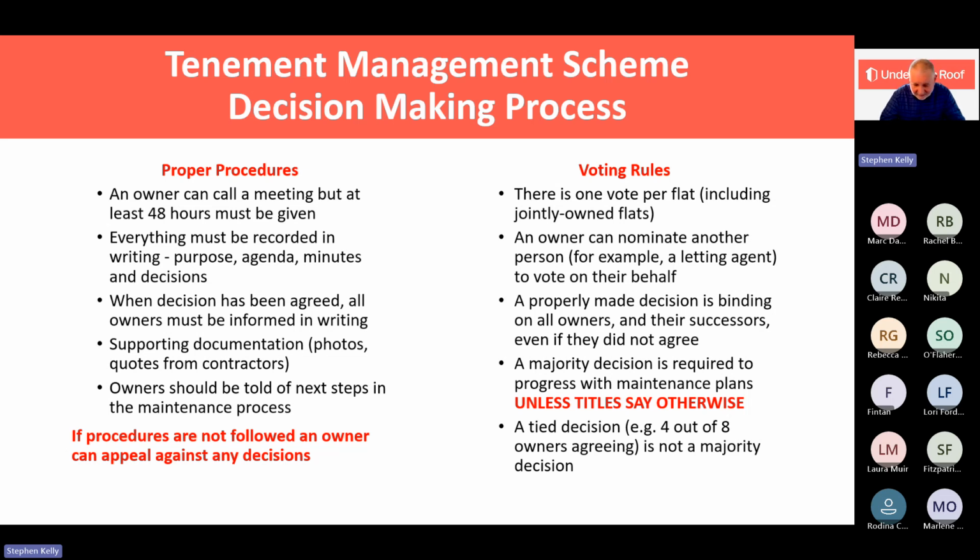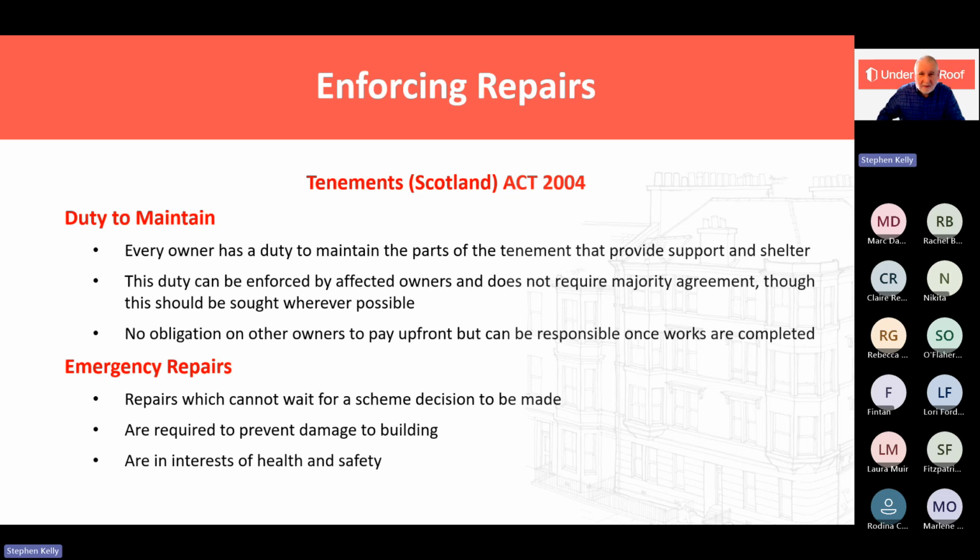And if I don't turn up for whatever reason, hoping it goes away and they won't come and hurt me, then the decision is still binding on me if everybody else has turned up. Fortunately, a tied decision, where I've got 4 out of 8, it could be 3 out of 6, it could be 6 out of 12, is not a majority decision, and the work cannot proceed per the Tenement Management Scheme. However, the Tenements (Scotland) Act allows work to proceed, and they cover it under enforcing repairs.